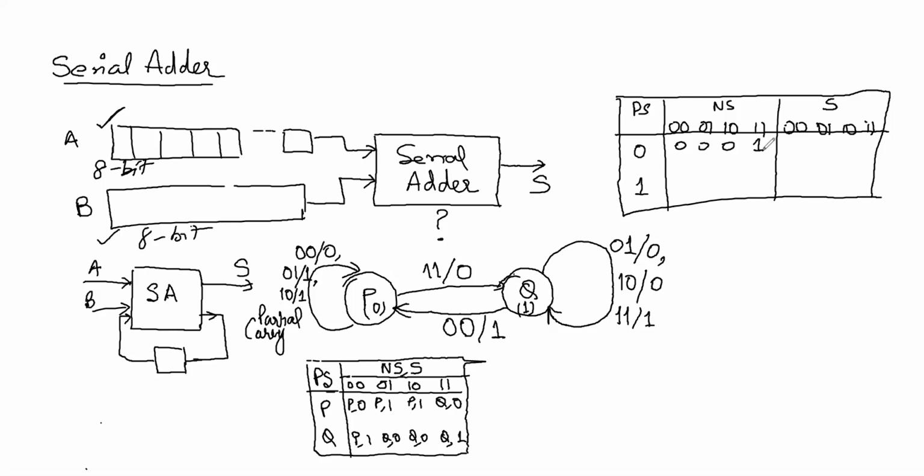Okay. In 1, this is the next state. And if you draw the outputs, see these 3 outputs 0, 1, 1, 0, 1, 1, 0. Here it is 1, 0, 0, 1. So this is the binary state table which we can generate easily.